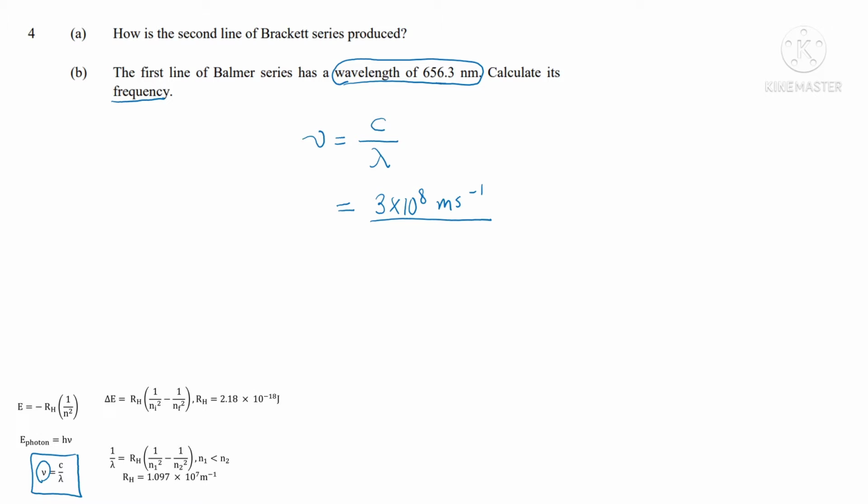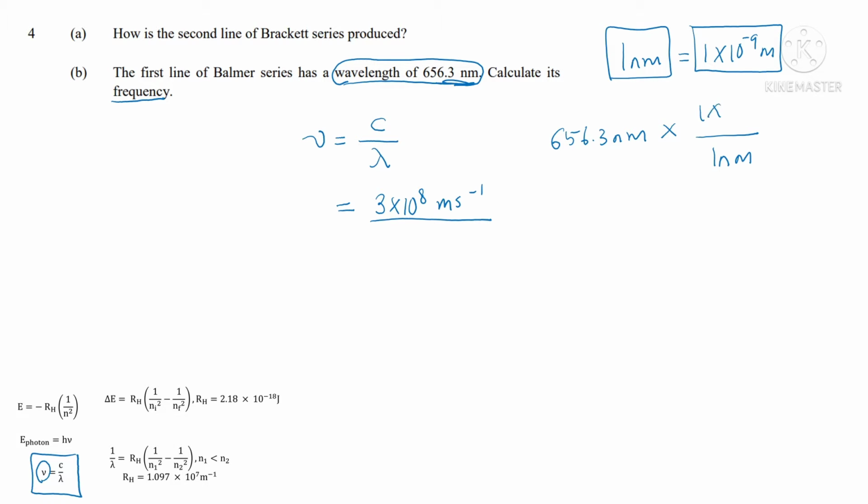The wavelength here is given in nanometer, but in order to do the division, the unit must be in meter. So before we can put it in, we need to do the unit conversion. So 656.3 nanometer. How can we convert it to meter? We know that 1 nanometer is equivalent to 1 times 10 to the power of negative 9 meter. So to cancel the nanometer, the 1 nanometer should be the denominator, and 1 times 10 to the power of negative 9 meter will be the numerator. Then we can cancel the nanometer to give us the wavelength in meter.